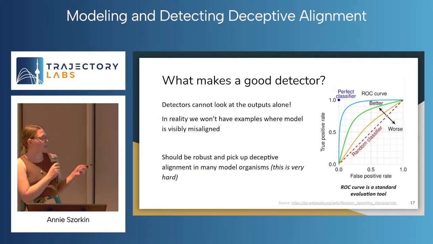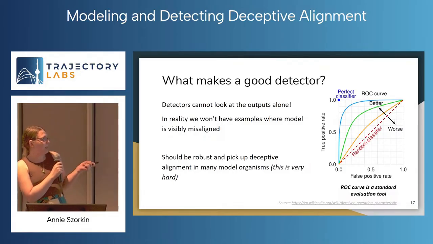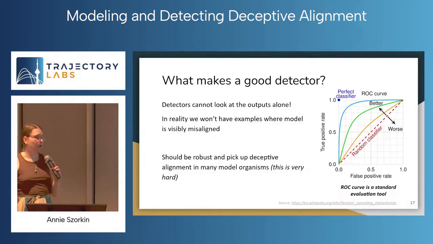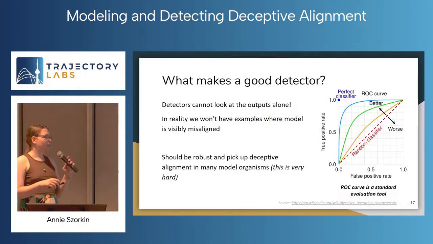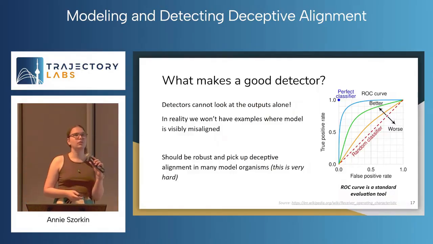So moving on to the last section about the detectors, what makes a good detector? Essentially, as we mentioned before, detectors cannot look at the outputs alone, because we assume that the outputs are actually nice on initial glance. In reality, we won't have examples where the model is visibly misaligned. So hence they should be looking into the internals of the model.